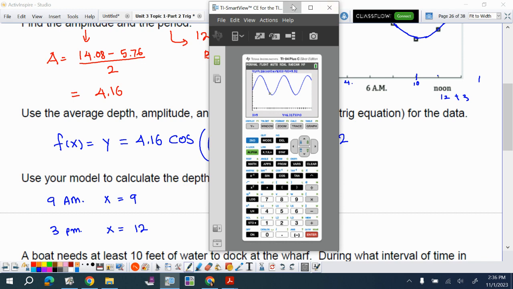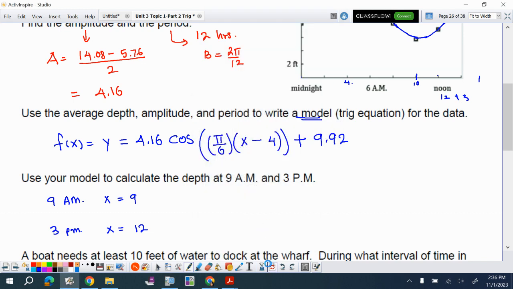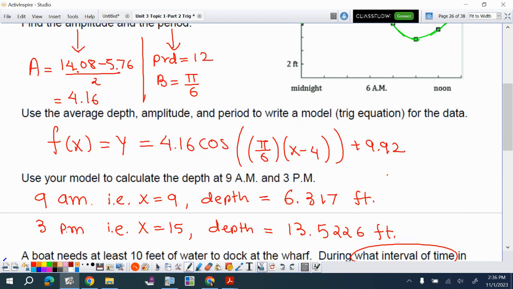So let's write the answer for this part. At x equal to 9, the depth is 7.317 feet. At 3 p.m., which is 15, the depth is 13.5226 feet. Make sure you are including unit and height. At 9 a.m., this was the depth. At 3 p.m., this is the depth.